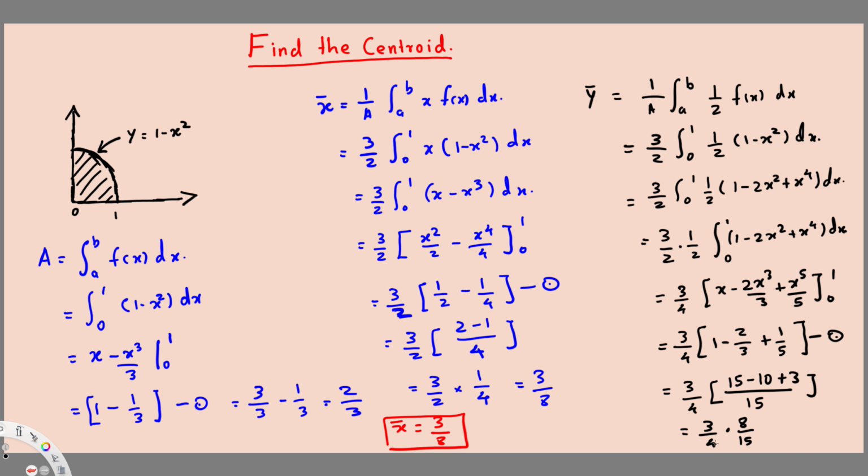Now we can simplify this one. This is going to be 2 right here, and this is going to be 5 right here. So 2 over 5. Our y bar is equal to 2 over 5. y bar is equal to 2 over 5, and x bar is equal to 3 by 8. So that's our final answer.